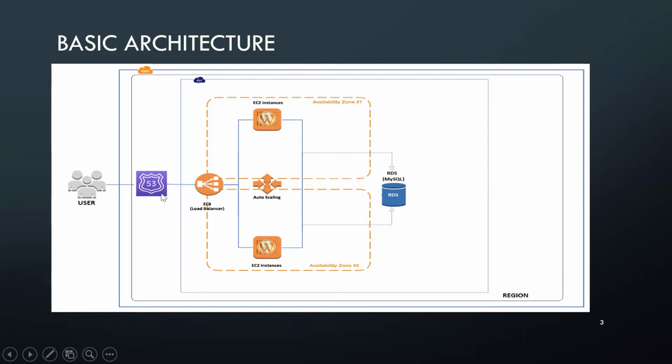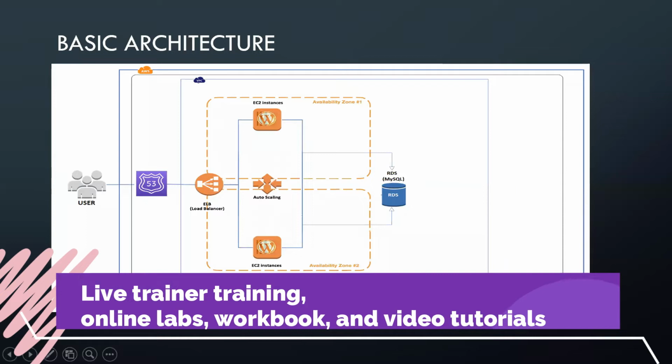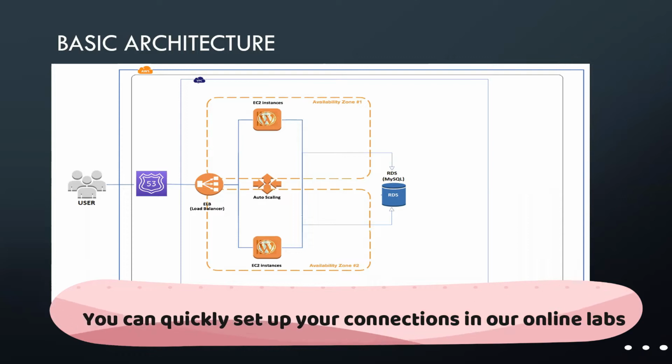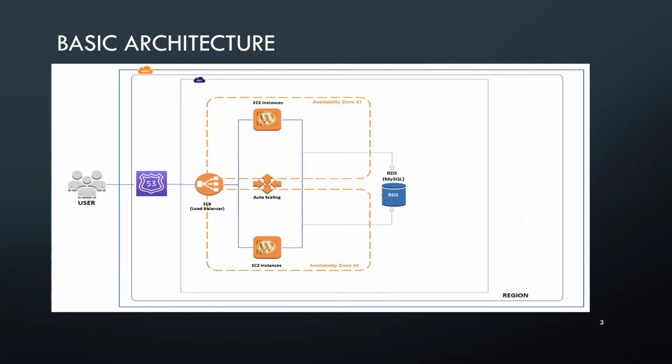What does Route 53 do here? Route 53 is the DNS service of AWS, and DNS is responsible for name to IP resolution. There are other DNS services, for example GoDaddy, Hostinger, and more. AWS has its own DNS service called Route 53. The role is the same: with Route 53 you can do your DNS management. So let's move forward.